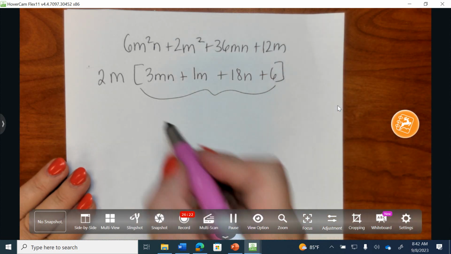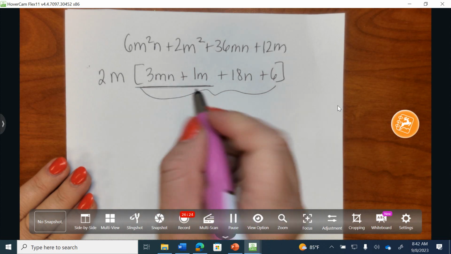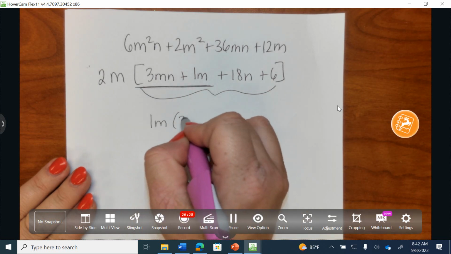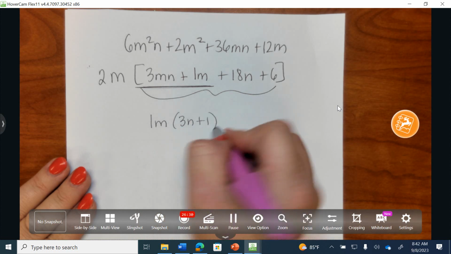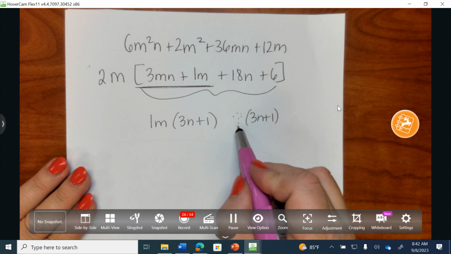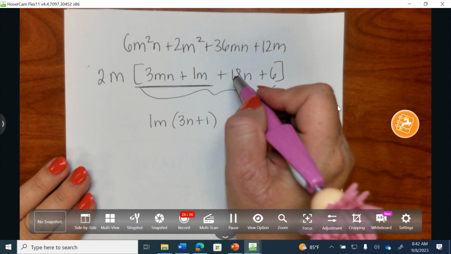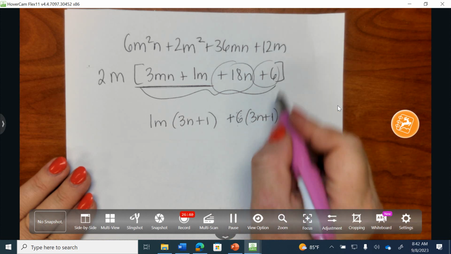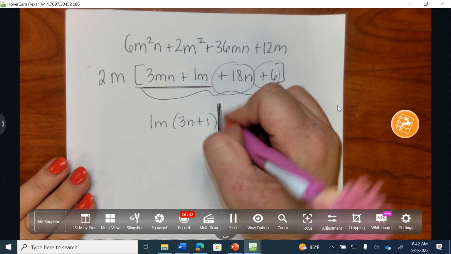And then this is what I focus on. In the first 2 terms, I can take out a 1m. I'm left with 3n plus 1. What number times 3 gives you an 18? Positive 6. 6 times 1 is 6. Please don't talk when I'm talking.